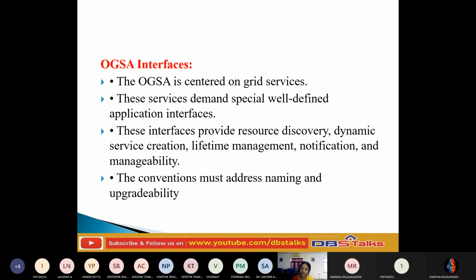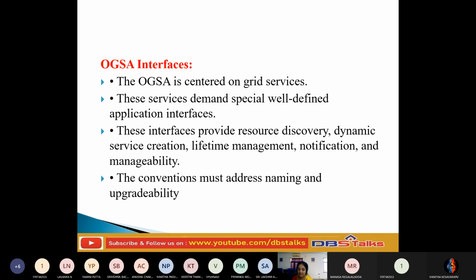So we have two key properties, that is transience and statefulness, and these two properties mainly have implications for how grid services are named, discovered, and managed. Being transient means the service can be created and destroyed dynamically. Stateful means one can distinguish one service instance from another.